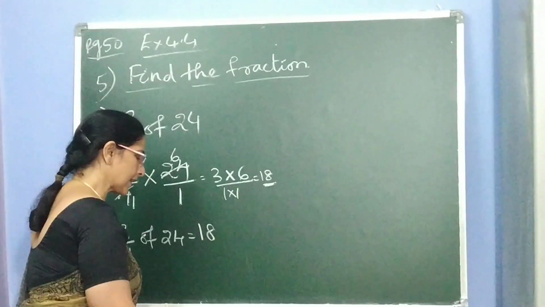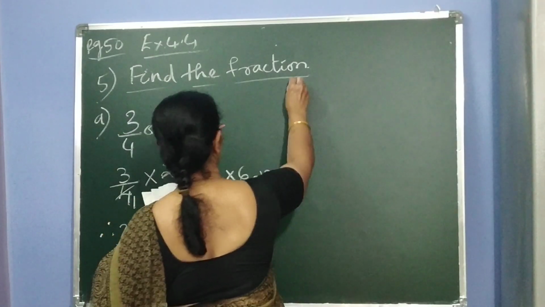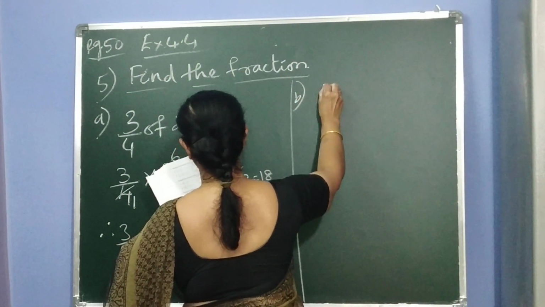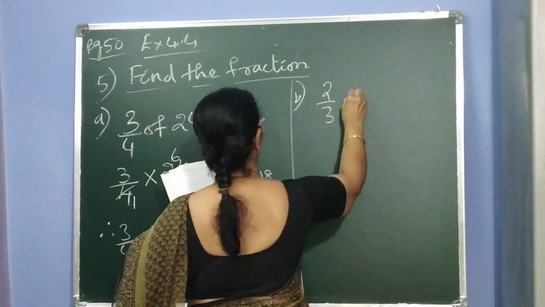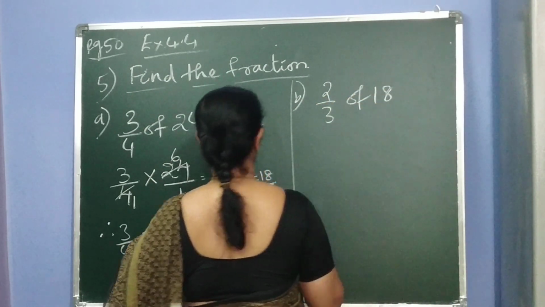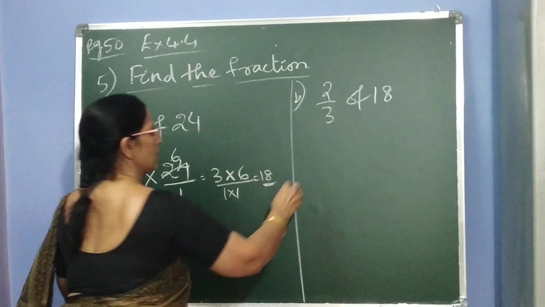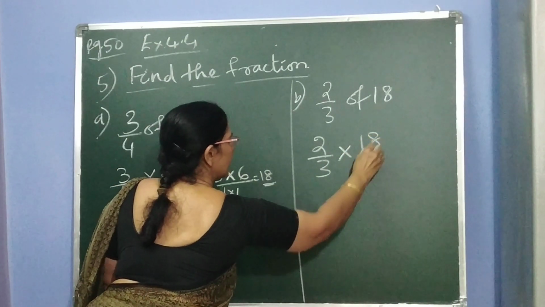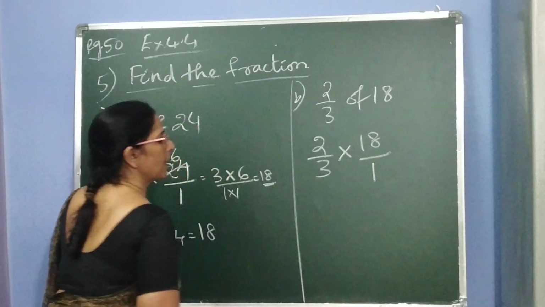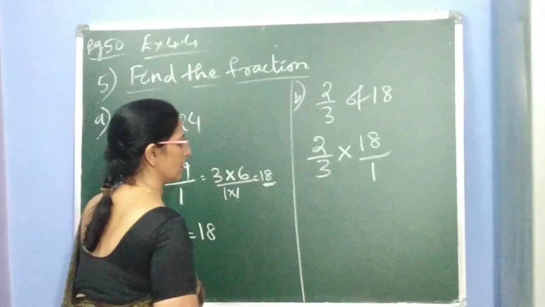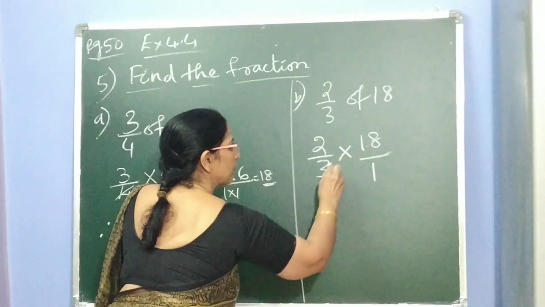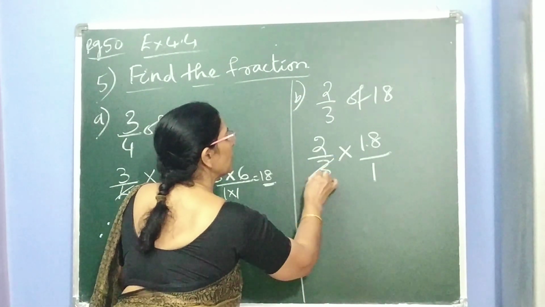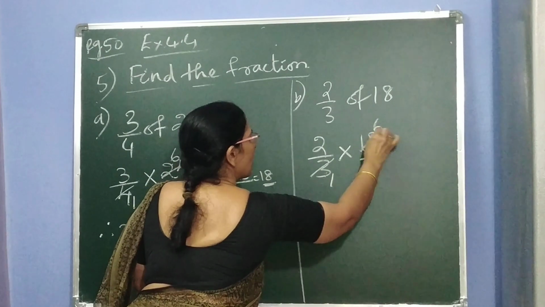Okay. Now come to the second one. 2 by 3 of 18. Of means into. 2 by 3 into 18. It has no denominator. We can write 1 as a denominator. See, these two numbers can be simplified, which means they can be divided. 3 ones are 3, 3 sixes are 18.